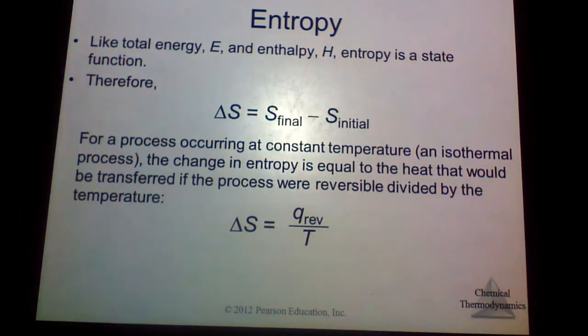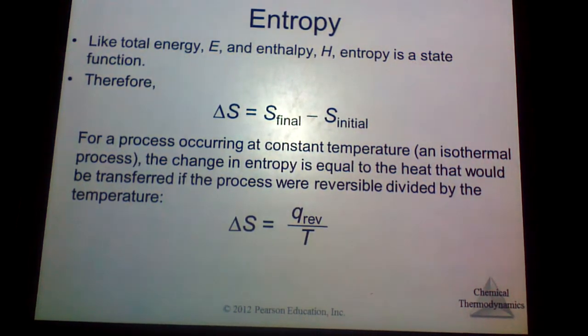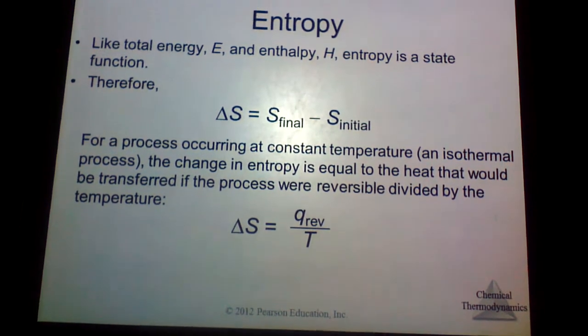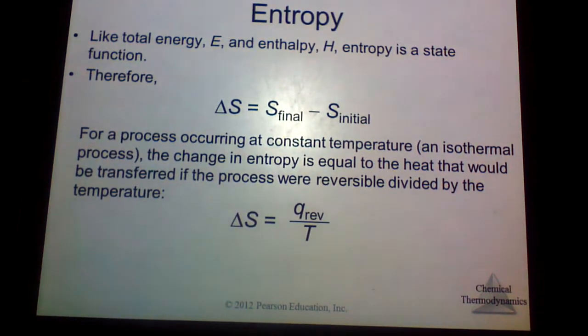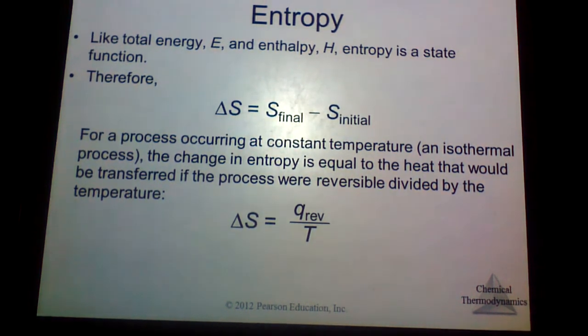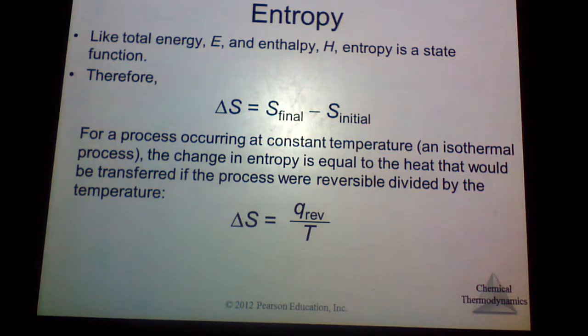So kind of like what we talked about before in chapter 5 with total energy as E or enthalpy as H, we could figure out the change in entropy by saying, okay, what's the final entropy minus the initial entropy? And that will give us our change in entropy. But we have a hard time finding out what's the final entropy and what's the initial entropy. It's really hard for us to calculate that in a lab.